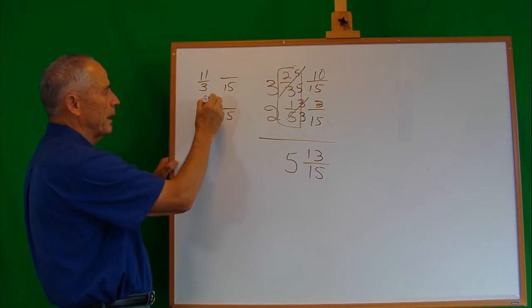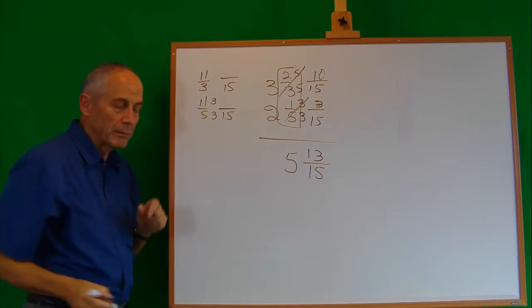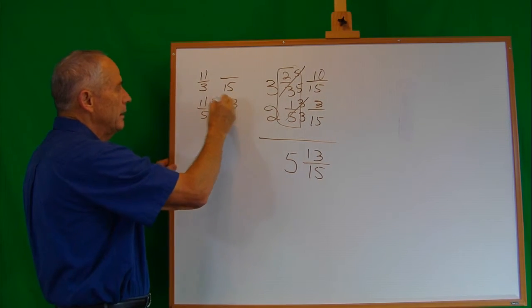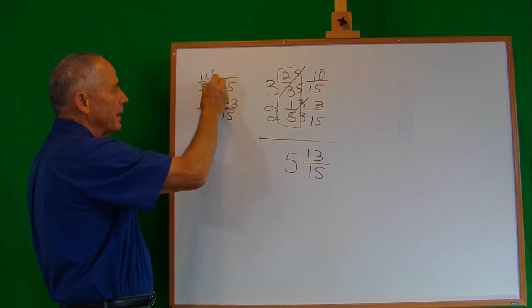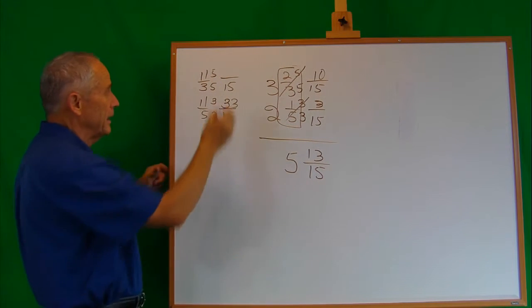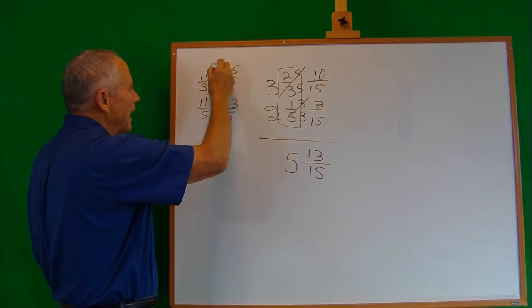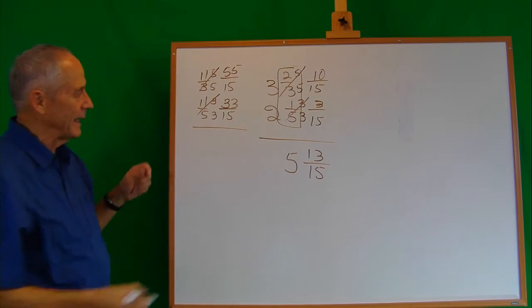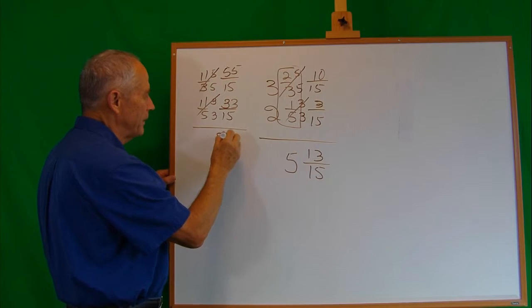I'm still going to have to multiply the numerator and denominator of this one by 3. So that gives me 33. Multiply the numerator and denominator of that one by 5 to make the 15. That gives me 55. Now I can add those together. And when I do, I get 88/15.